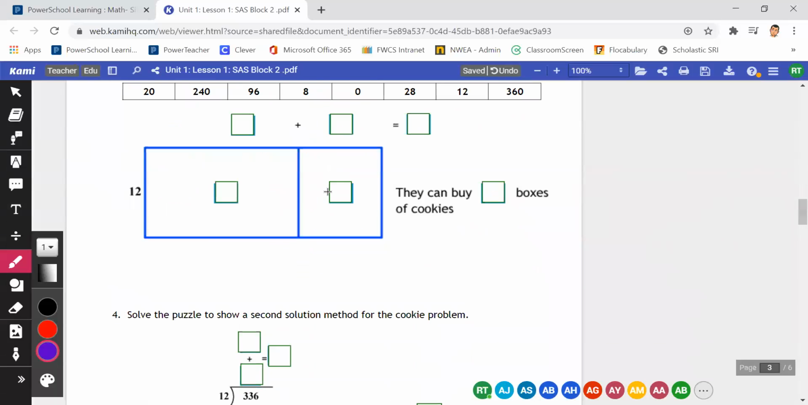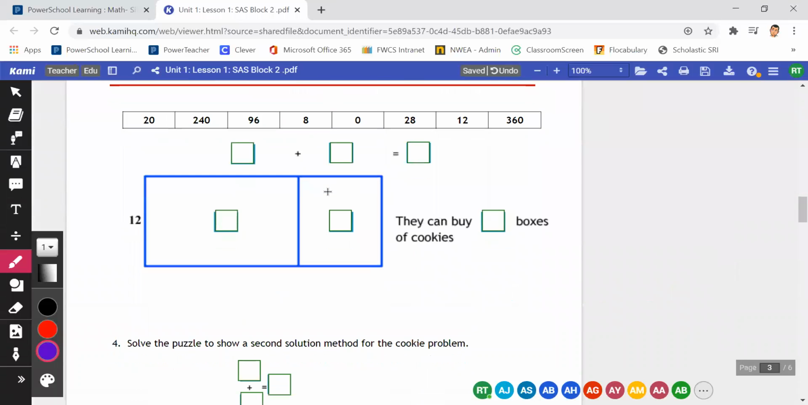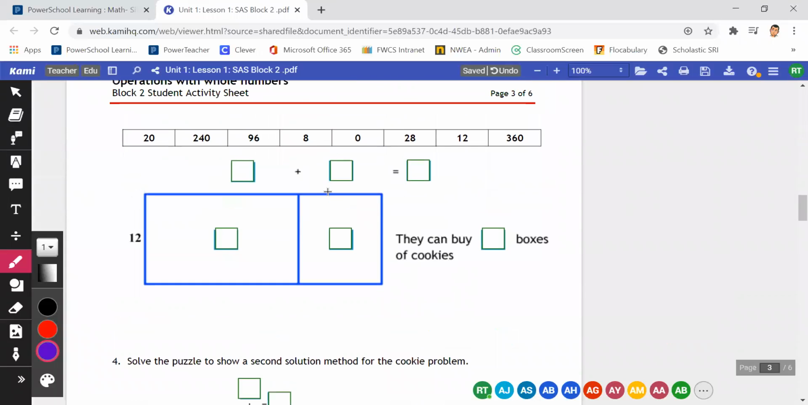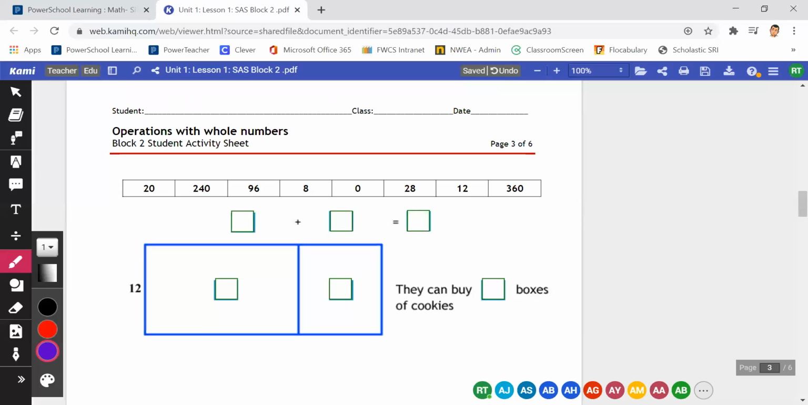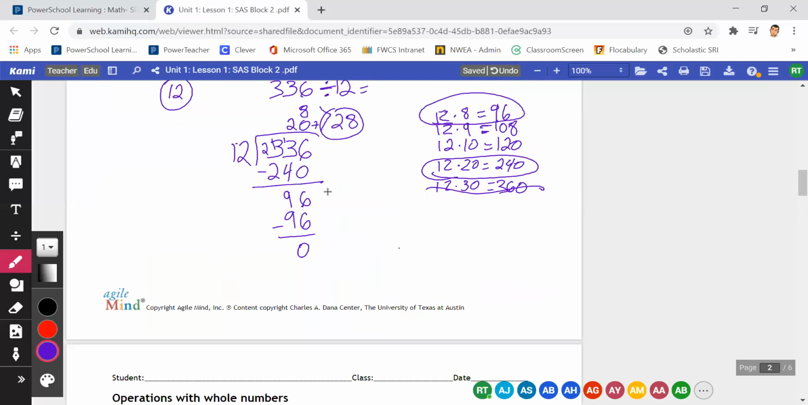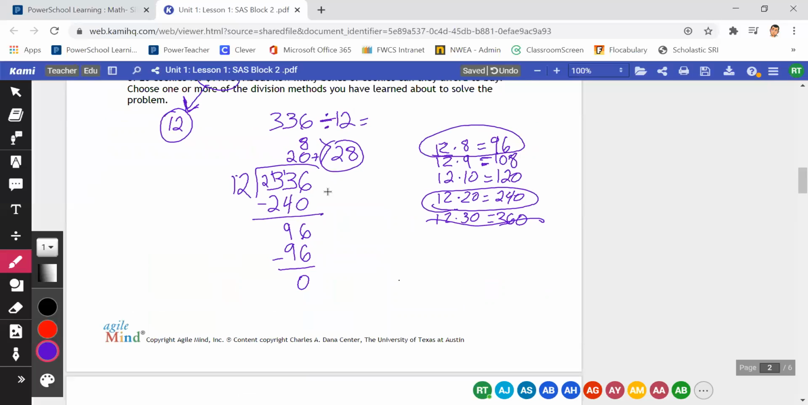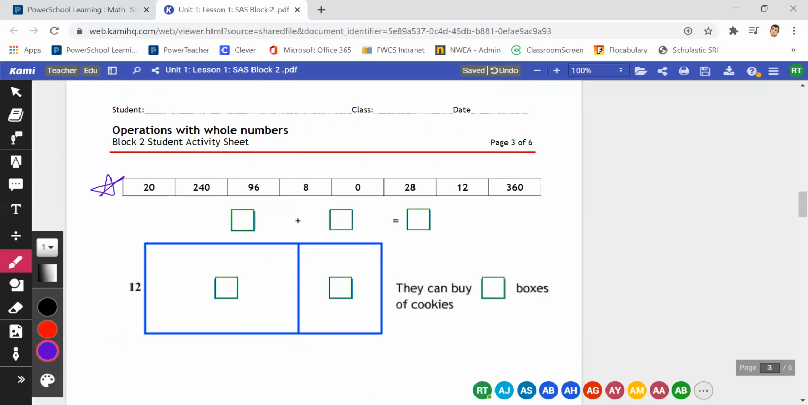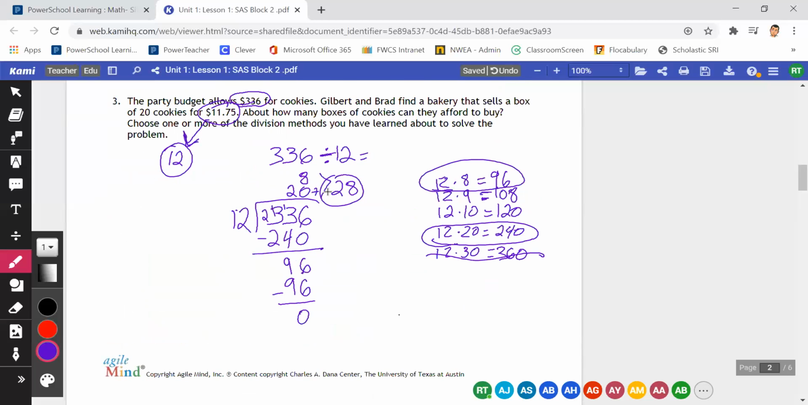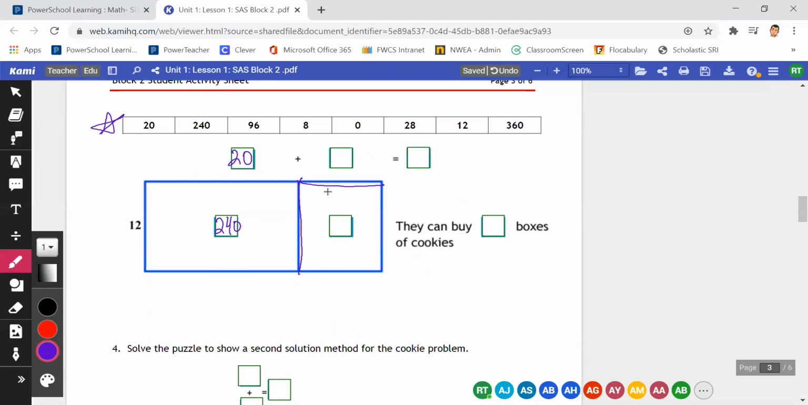Now you're going to use this same method here on the next page, on page 3. So you already know, here are your numbers that you're going to use. We've already worked with these numbers. And so you know that you can say that 12 times 20 is 240. So if I put 20 groups in, this is going to give me 240. Now we're using that first method, the area model. And I know that that smaller one is going to be 12 times 8. So this is 12 times 8, which would give me 96. 20 plus 8 is 28. They can buy 28 boxes of cookies.